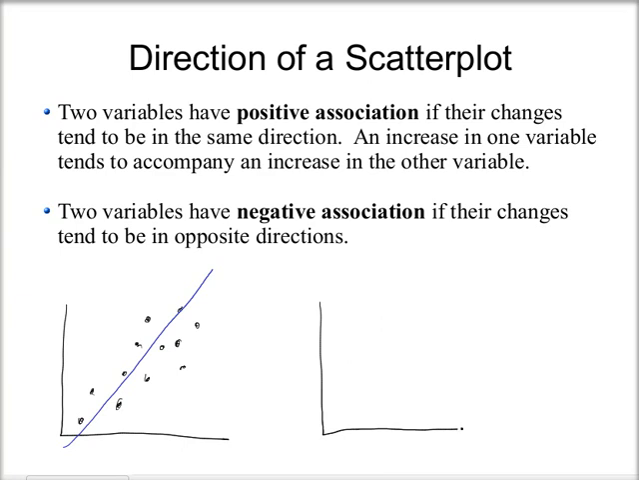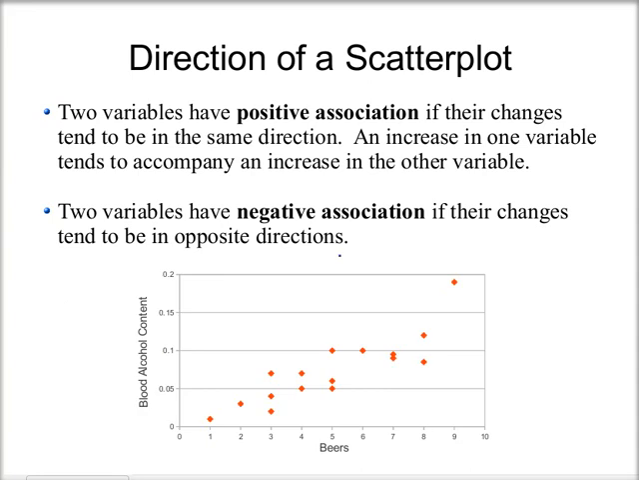If on the other hand I had a bunch of points that looked like they went down as I went to the right, kind of like this, then I could draw a line that follows those points that would look kind of like this. And that line has a negative slope, so those variables have a negative association.